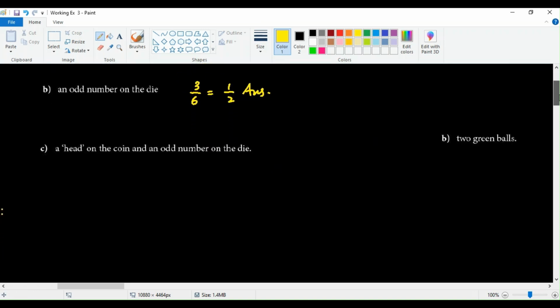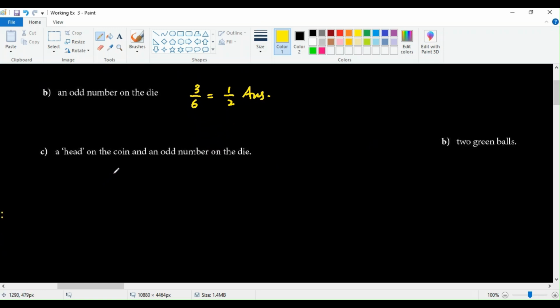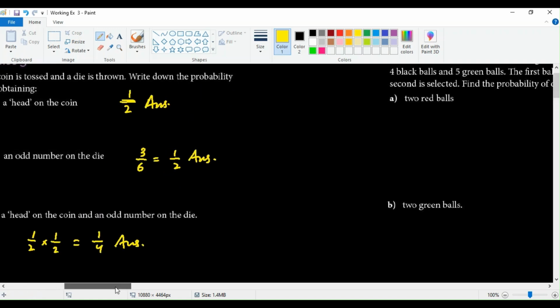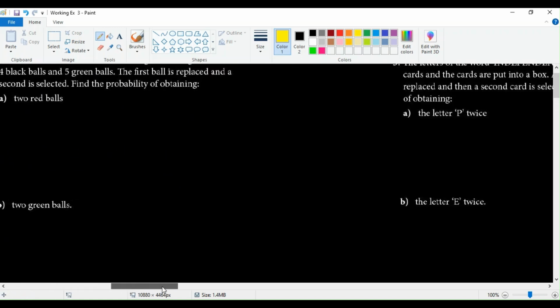Now comes a head on the coin and an odd number on the die. Both are 1 over 2. That means they are going to be multiplied together to give you 1 over 4 as the answer for this question. Moving on to question number 4.